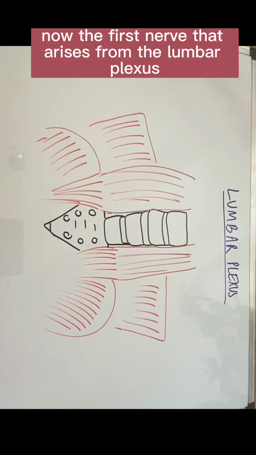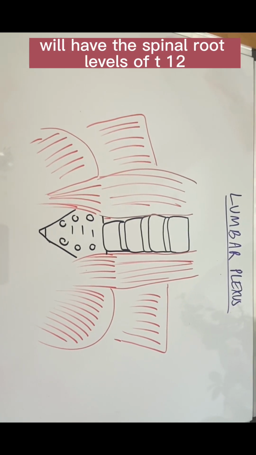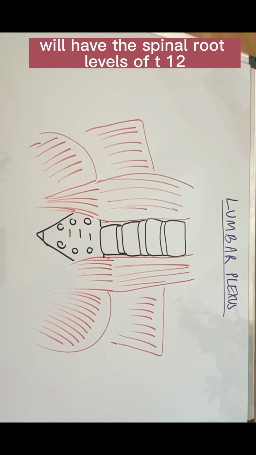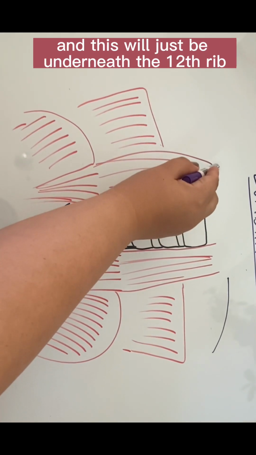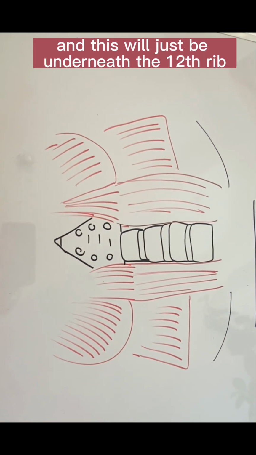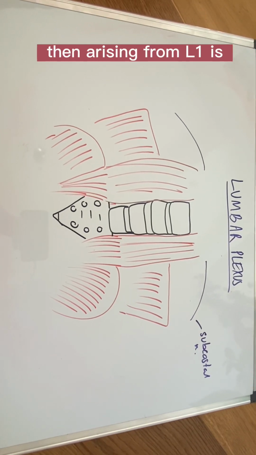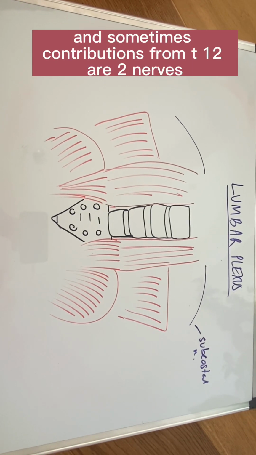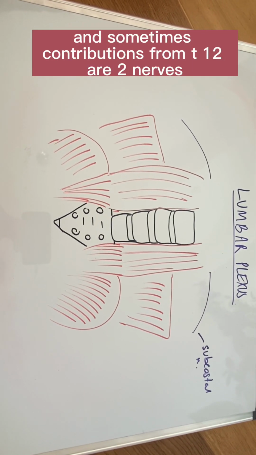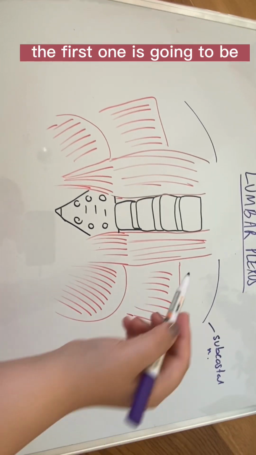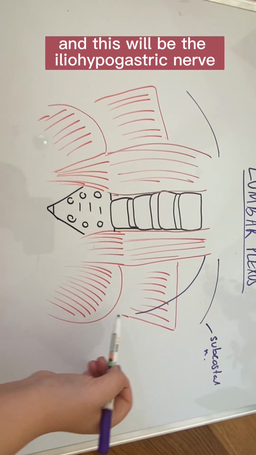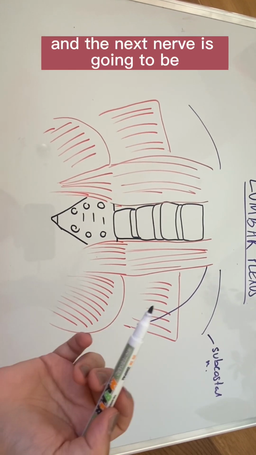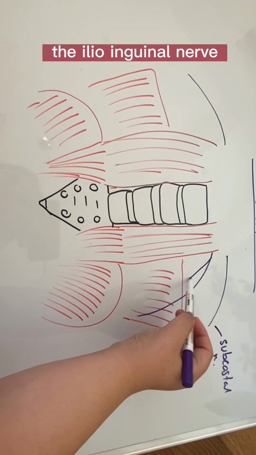Now, the first nerve that arises from the lumbar plexus will have the spinal root levels of T12, and this will be our subcostal nerve, and this will just be underneath the 12th rib. Then arising from L1, and sometimes contributions from T12, are two nerves. The first one is going to be lateral to the psoas major, and this will be the iliohypogastric nerve. And the next nerve is going to be the ilioinguinal nerve.